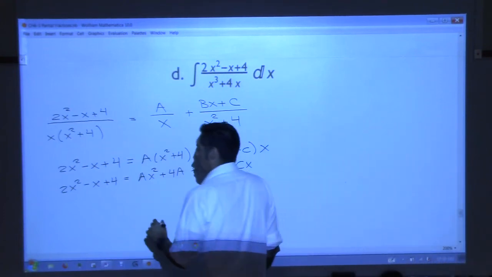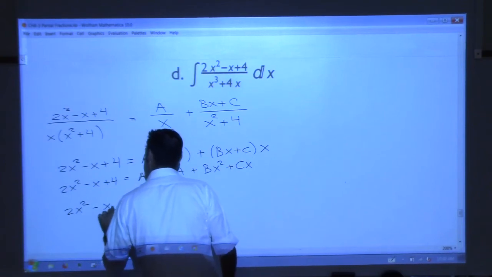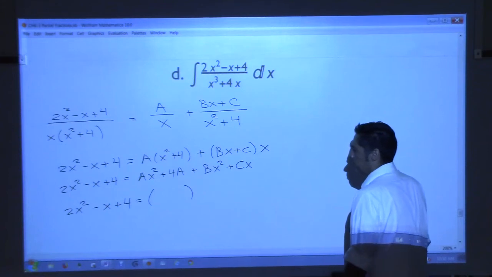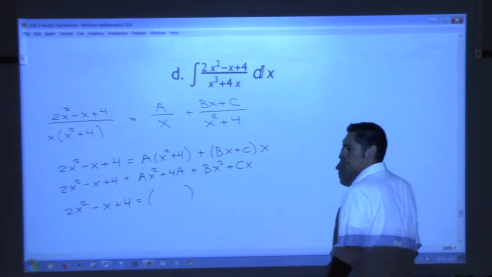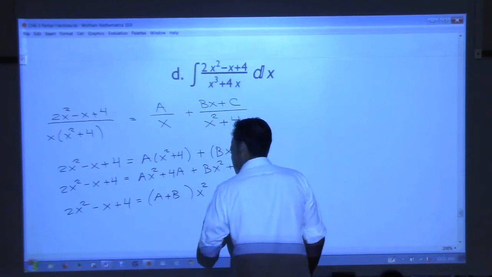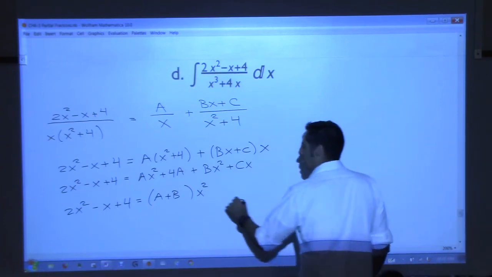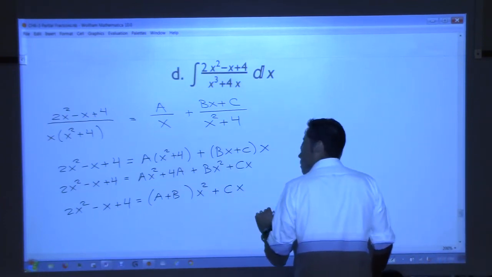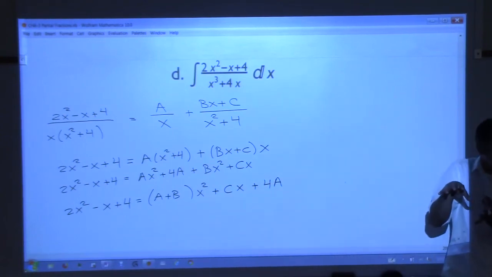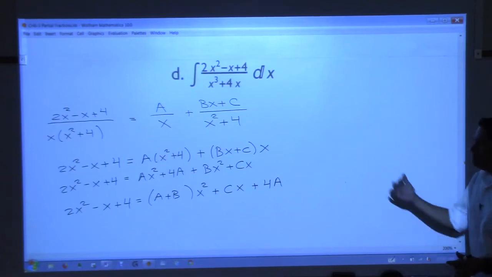And then let's try and match things up. So we have 2x squared minus x plus 4 equals, let's get my x squareds here. A plus b? Yeah. And then just cx, right? There's really nothing else, just cx. And then plus 4a. So I got my x squareds out front. I got the x. There was only one x term. There was only one term without x. And then match things up.